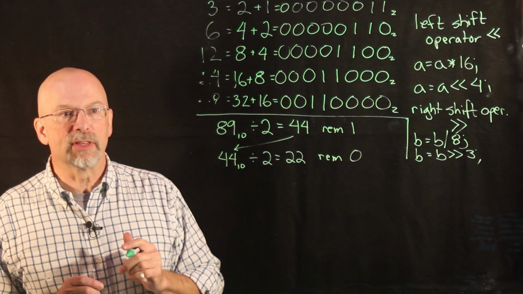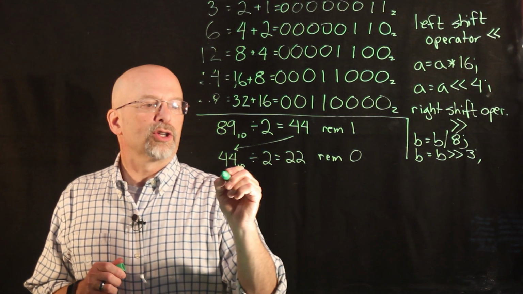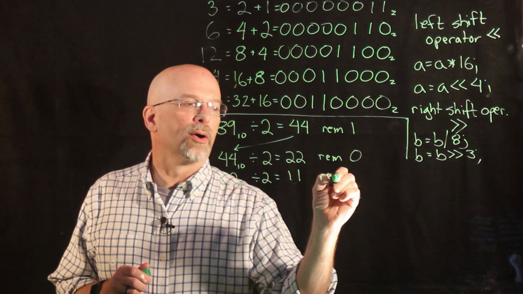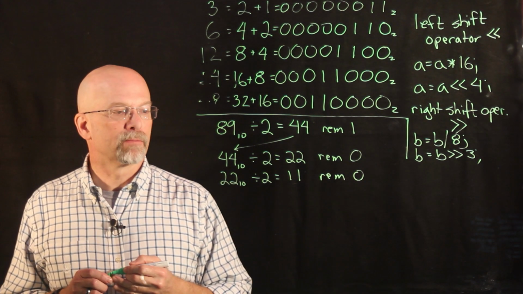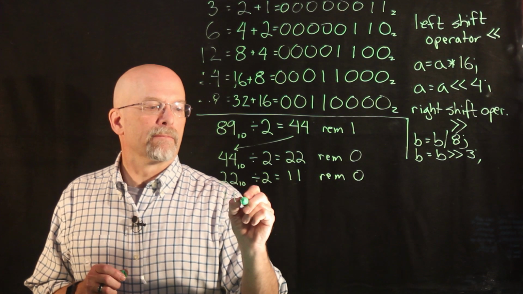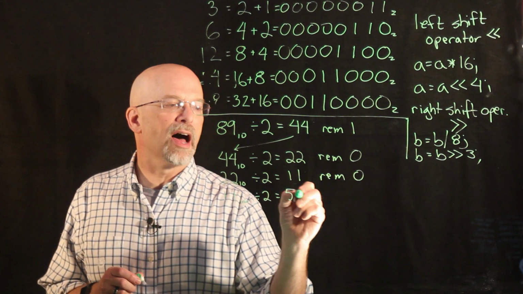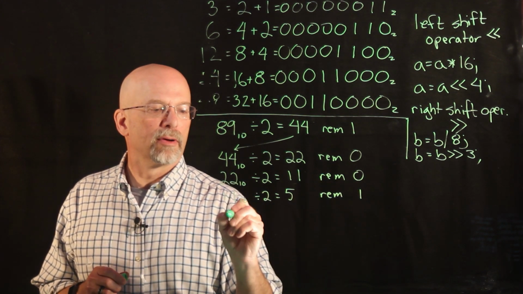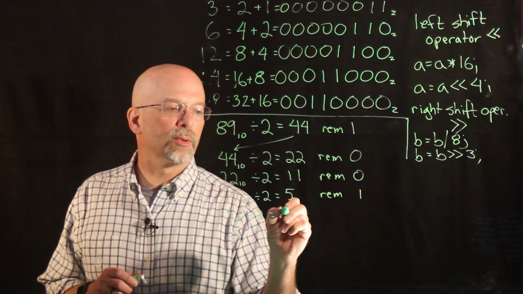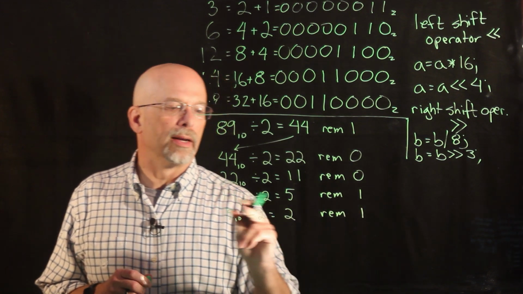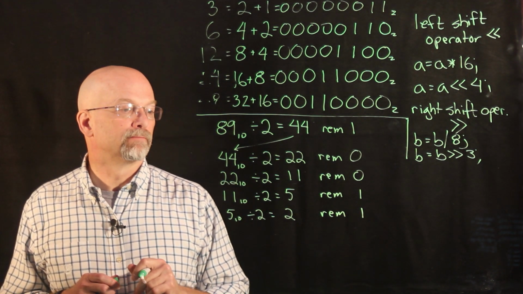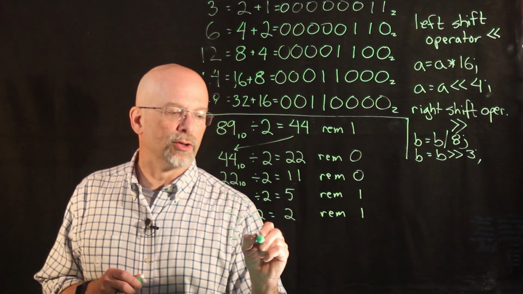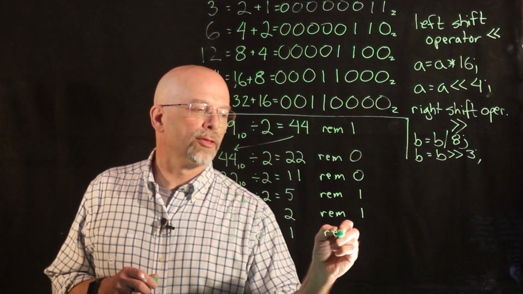And let's keep track of these remainders. 22 divided by 2 is equal to 11, also with a remainder of 0. All right. 11 divided by 2 is equal to 5 with a remainder of 1. 5 base 10 divided by 2 is equal to 2 with a remainder of 1. 11's an odd number, going to give us a remainder of 1. 2 divided by 2 is equal to 1 with a remainder of 0.